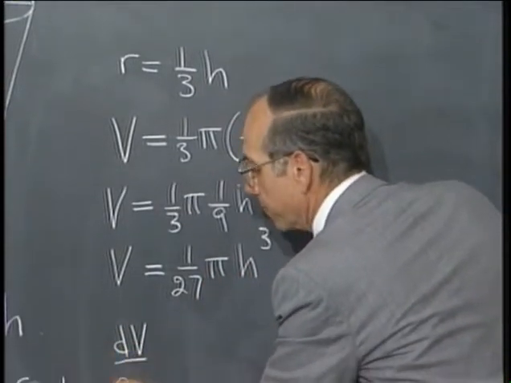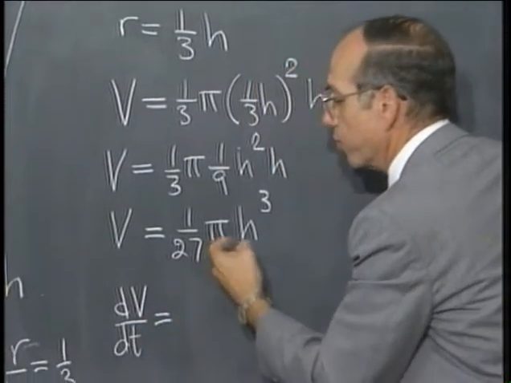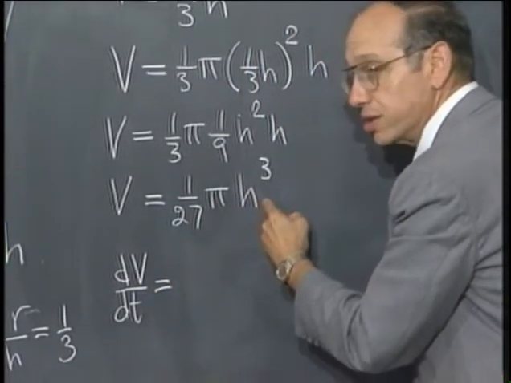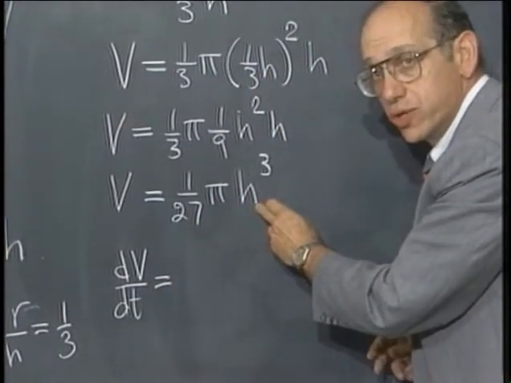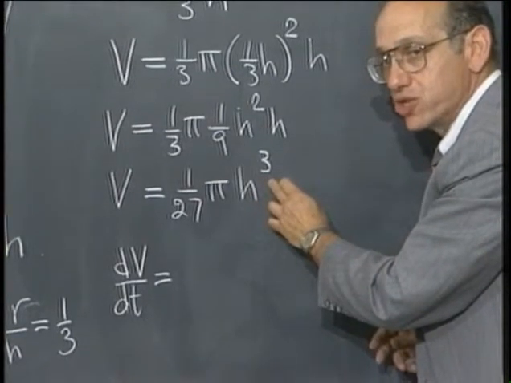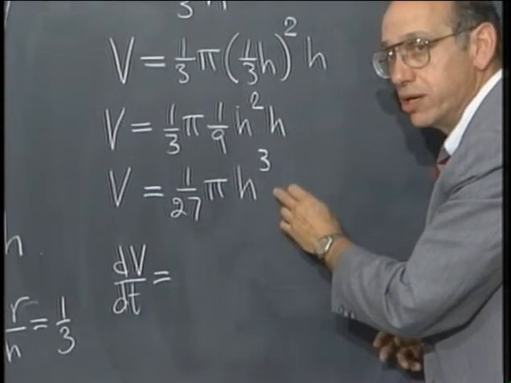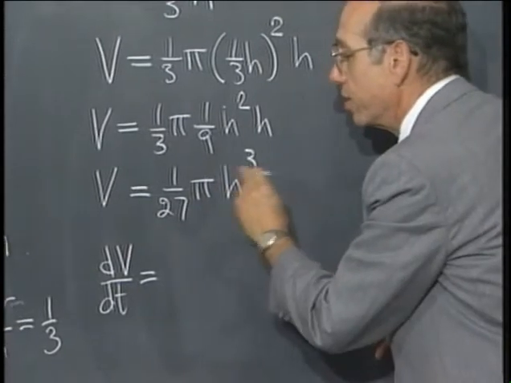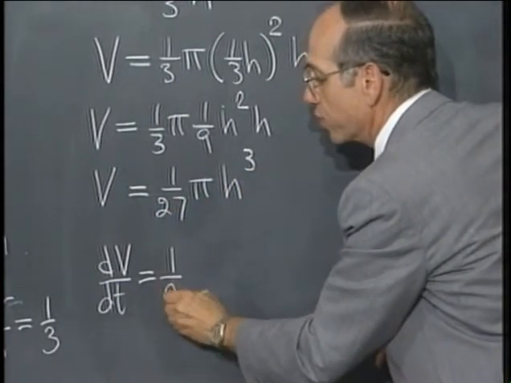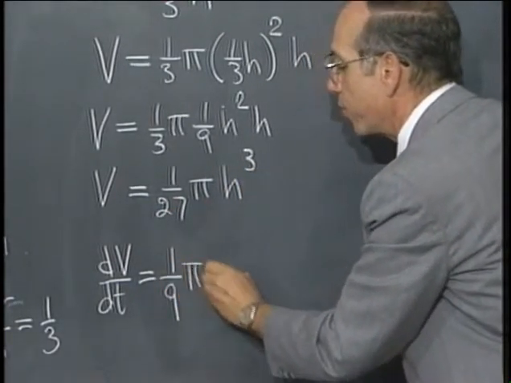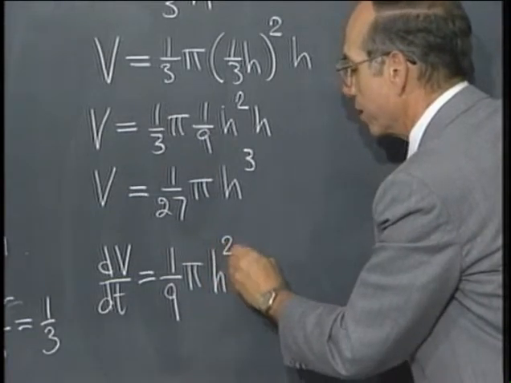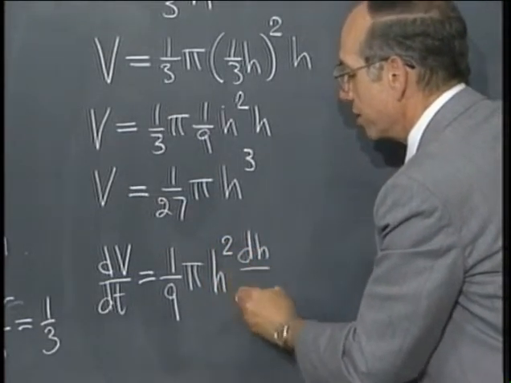dV/dt is equal to 1/27 pi, which is a constant. The derivative of h cubed is what? Well, it's 3h squared times dh/dt, because h is a function of time. 3 times 1/27 is 1/9, so we get 1/9 pi times h squared times dh/dt.